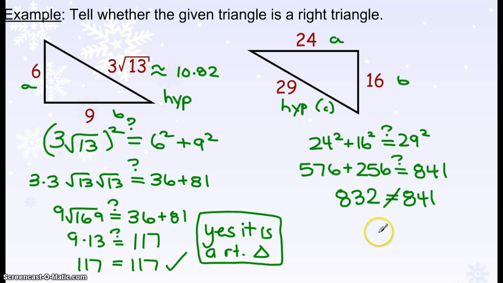So, Mrs. O'Brien, what does that tell me? No, that triangle is not a right triangle. Absolutely correct.